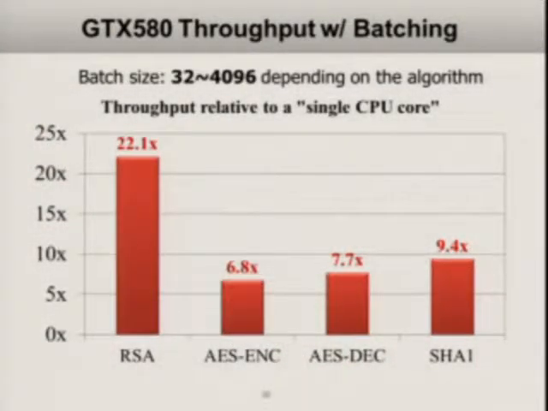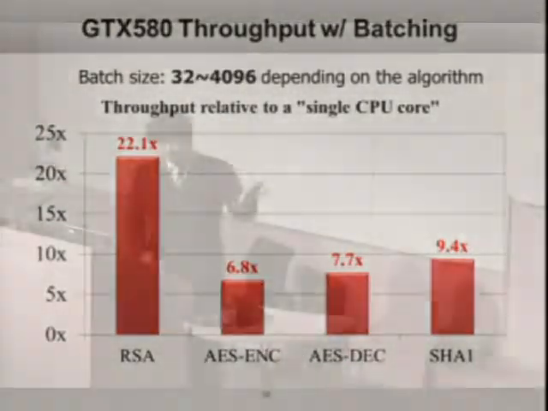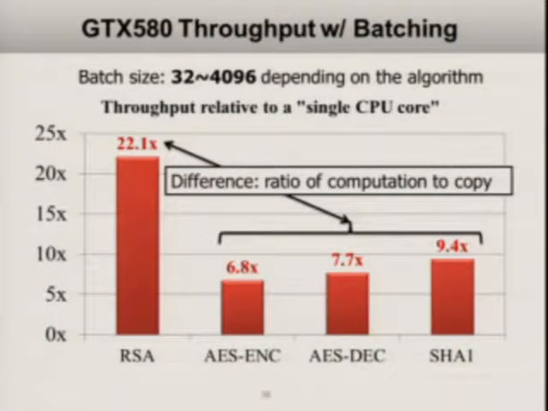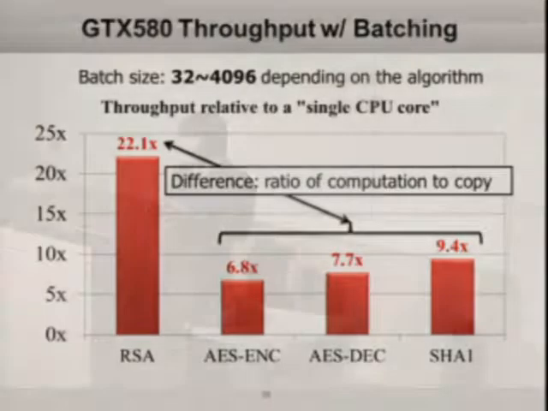This is the performance with batching, and the batching size depends on the algorithm. For AES decryption, we use 32 messages in a batch, for RSA we use 512 messages, and for other algorithms 4,000 messages at each execution. We see about 6 times performance improvement over a single CPU core, and you see a significant difference between RSA and other algorithms. The difference is in the ratio of computation to copy. Other algorithms copy a lot of data, while RSA copies small data and does a lot of computation.